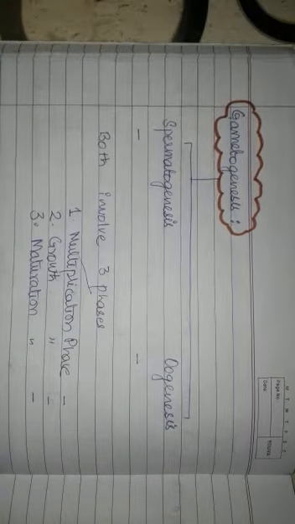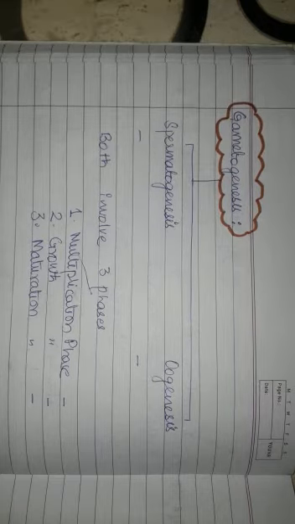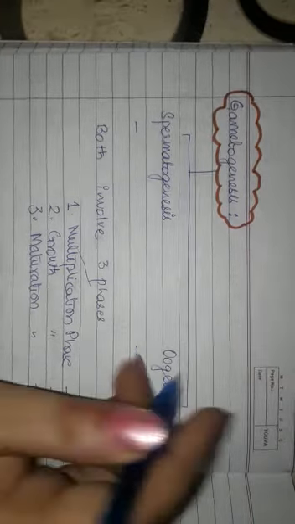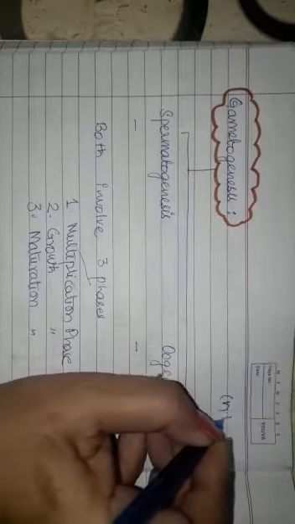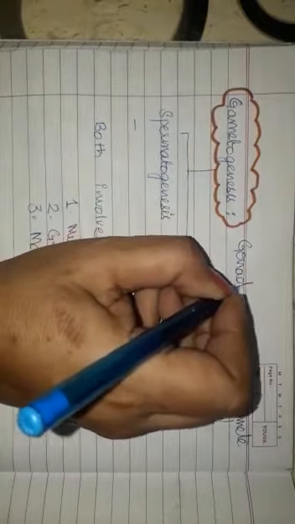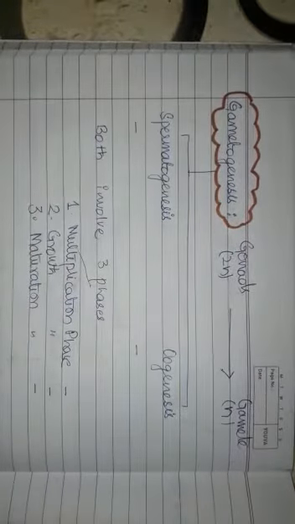The next topic is gametogenesis. Formation of haploid gamete, that is male or female sex cell, from undifferentiated diploid cells in the reproductive organs for sexual reproduction is called gametogenesis. The process of formation of haploid gamete in the reproductive organs, that is gonads, from diploid cells, this process is called gametogenesis.